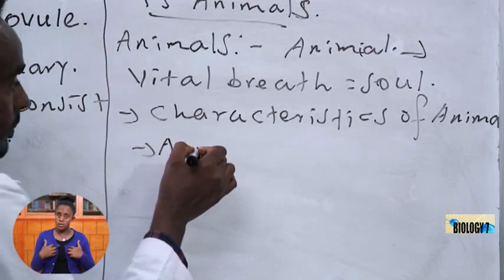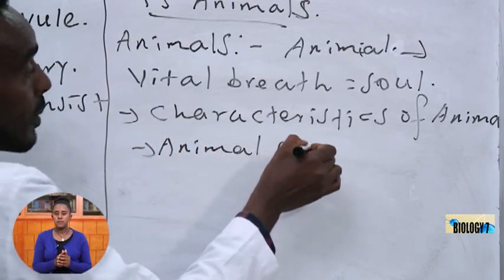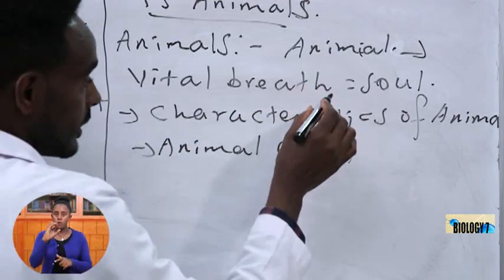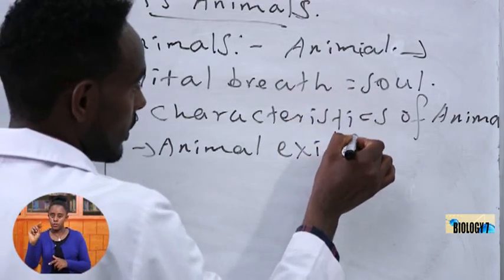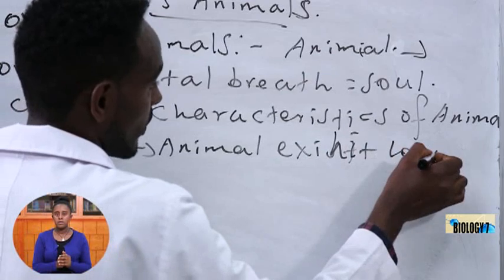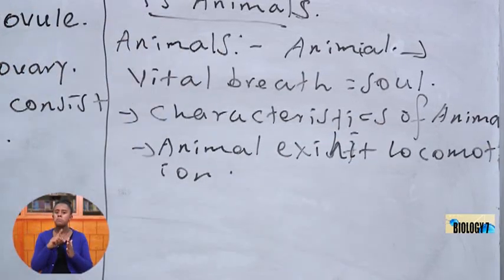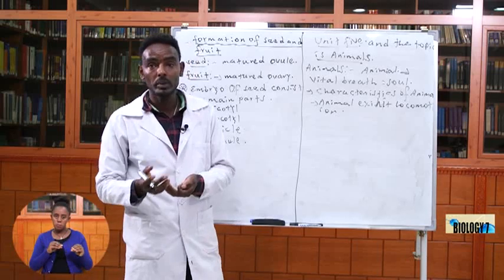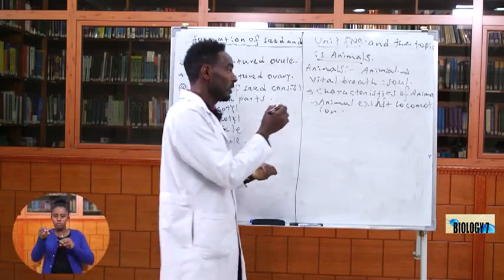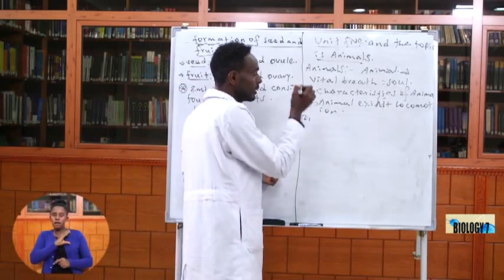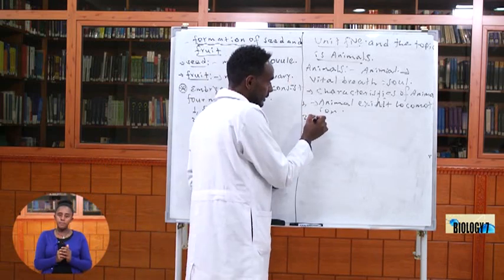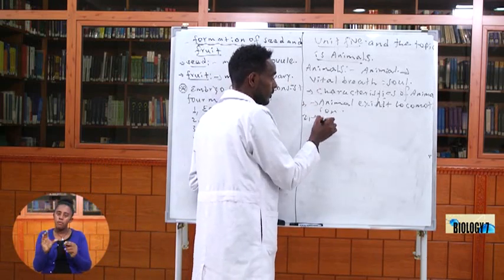Now we see some characteristics of animals. Animals exhibit locomotion. This means they can move from place to place on their own. The second characteristic of animals is that they have no cell wall.